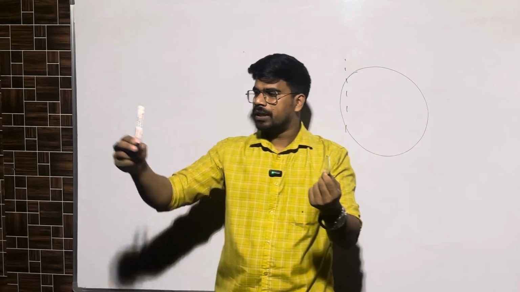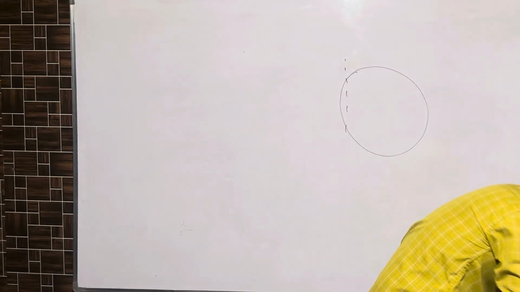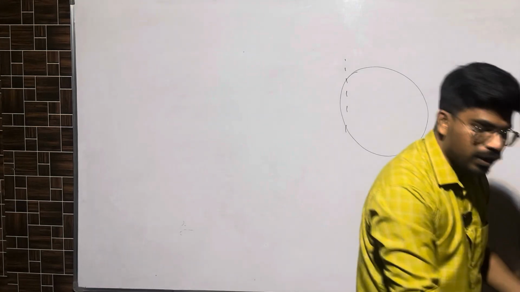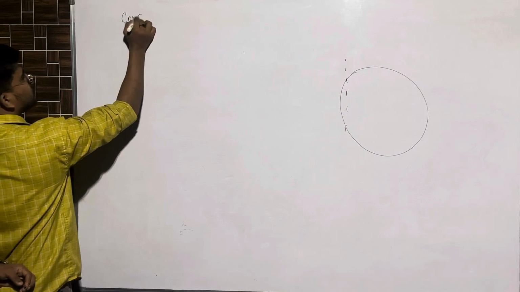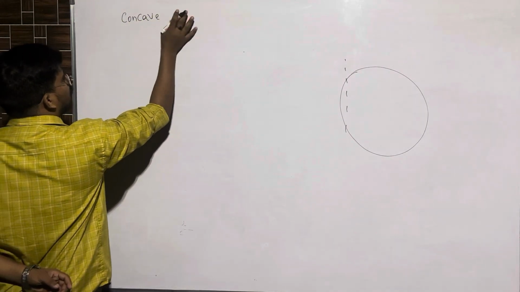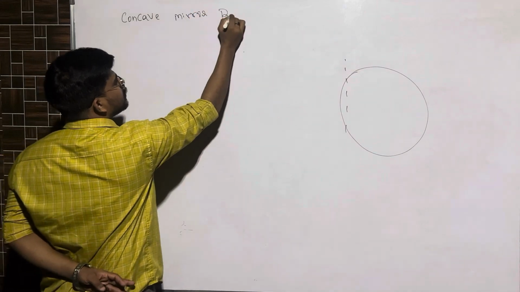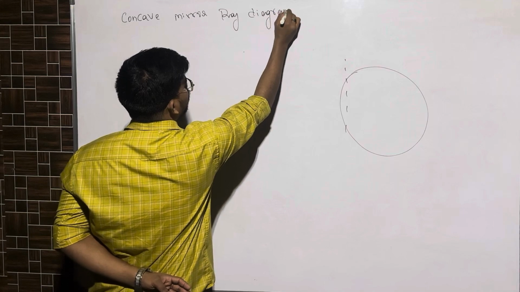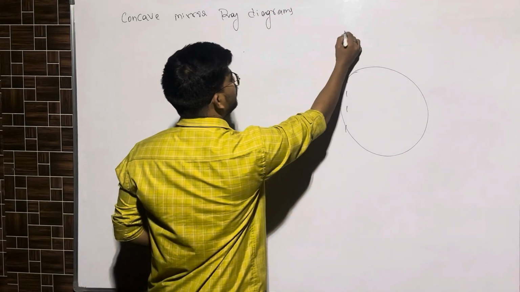That's why we put this object at 6 different positions. There are 6 ray diagrams for concave. In case of concave, we have 6 different positions. In case of convex, we have 2. We are discussing the 6 different positions for concave as of now. Concave mirror ray diagrams. First position is object placed at infinity.